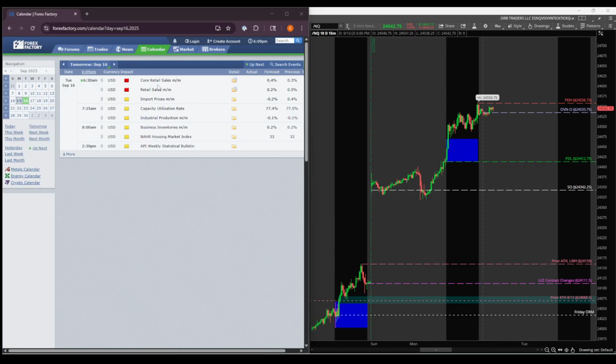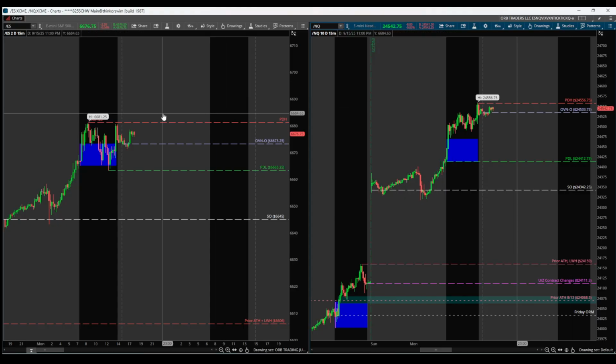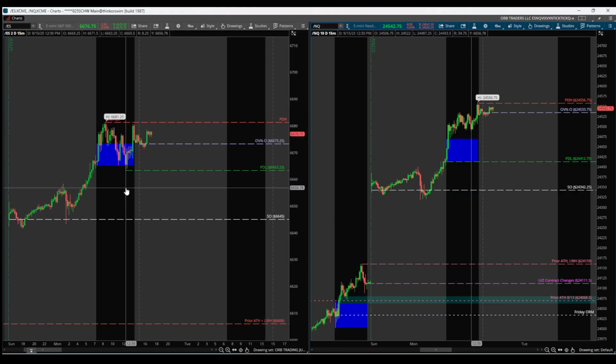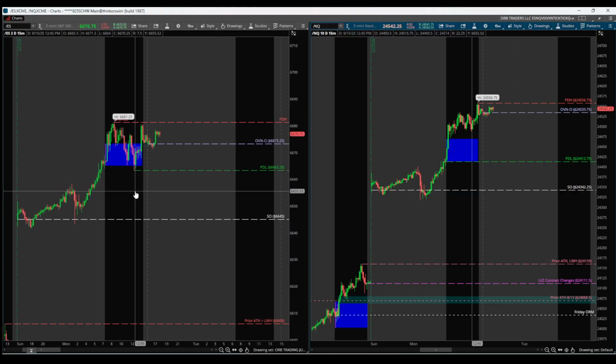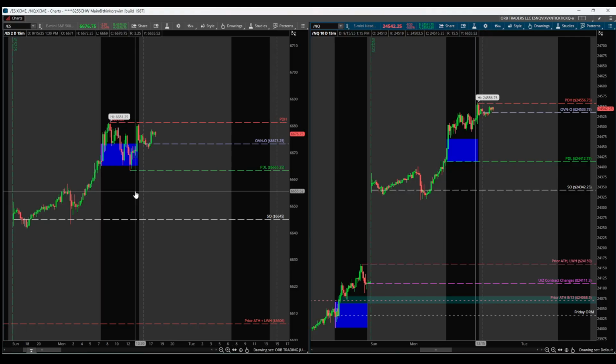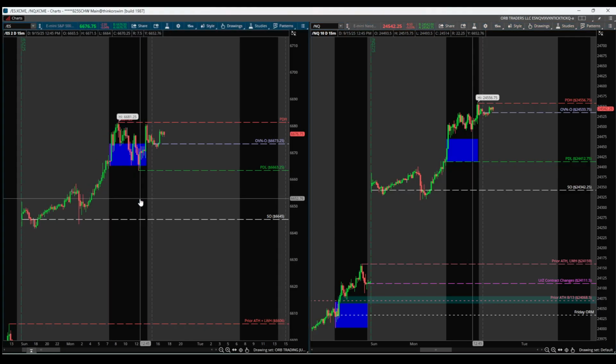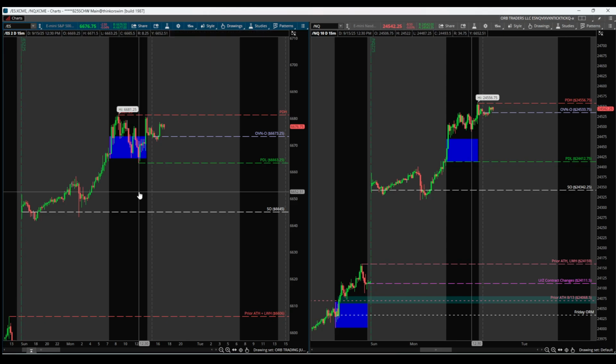Starting out with the news, we've got core retail sales an hour before the market opens. That's at 6:30 Mountain Standard Time or 8:30 if you're on the East Coast. And jumping right into the levels, we had a contract change. Technically, you can still trade both, but we will have those expire this Friday. However, the volume's already shifted over to the new contract.